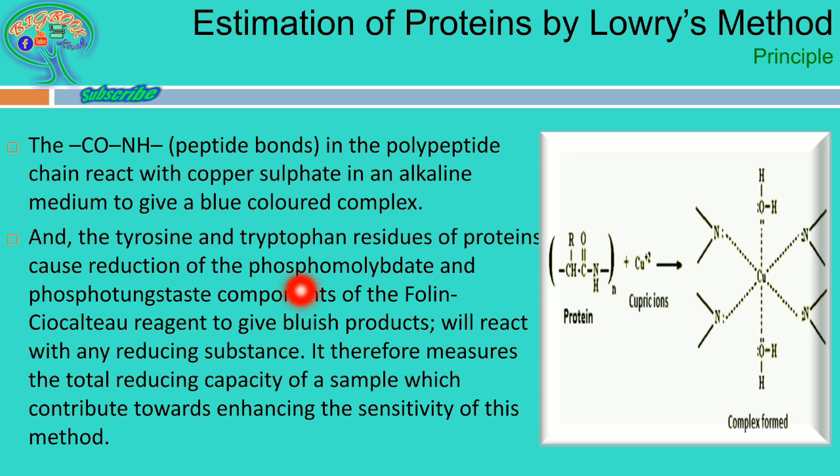So here the phosphomolybdate present in the FCR, that is the Folin-Ciocalteu reagent, is going to react with any kind of reducing molecule or reducing component, to give rise to a different component and give the results within that experiment. It therefore measures the total reducing capacity of a sample, which contributes towards enhancing the sensitivity of this method. Whatever amount of the sample is present within the given solution or medium is going to get reduced, and that amount can be accurately measured further within the procedure of the experiment. So this is the principle.